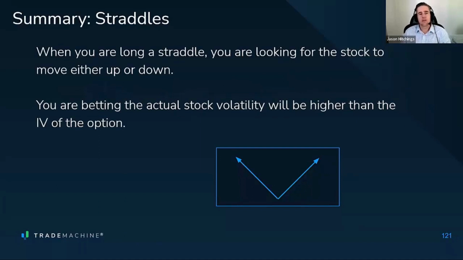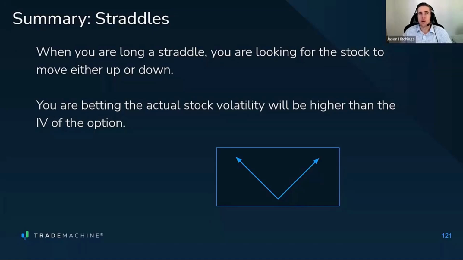Okay. So when you're long a straddle, you're looking for the stock to move up or down, and you want it to move, not just whipsaw back and forth, but you want it to move continuously in one direction. Initially, you don't care if it goes up or down, but after it starts moving a little bit up or a little bit down, you want it to continue moving in that direction. You want some real movement of the stock.